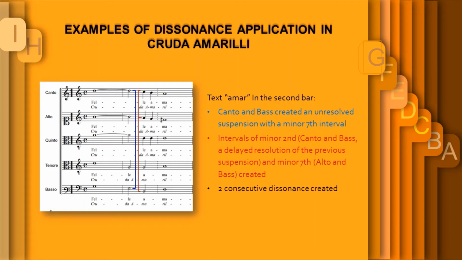Then in the third crotchet beat, an interval of minor second between the canto and the bass, which is a delayed resolution of the previous suspension, and a minor seventh between the alto and the bass was created. So there were two consecutive dissonances. This is actually against the rule of the first practice.